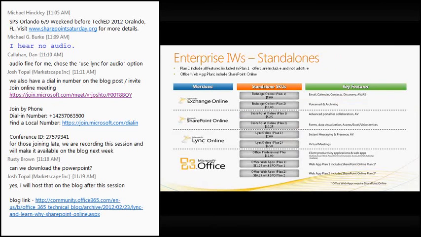Here are some of the offerings on the standalones. As you can see, SharePoint Online has 2 different ones, and the delta here is the forms and the Access, Excel, and Visio services.